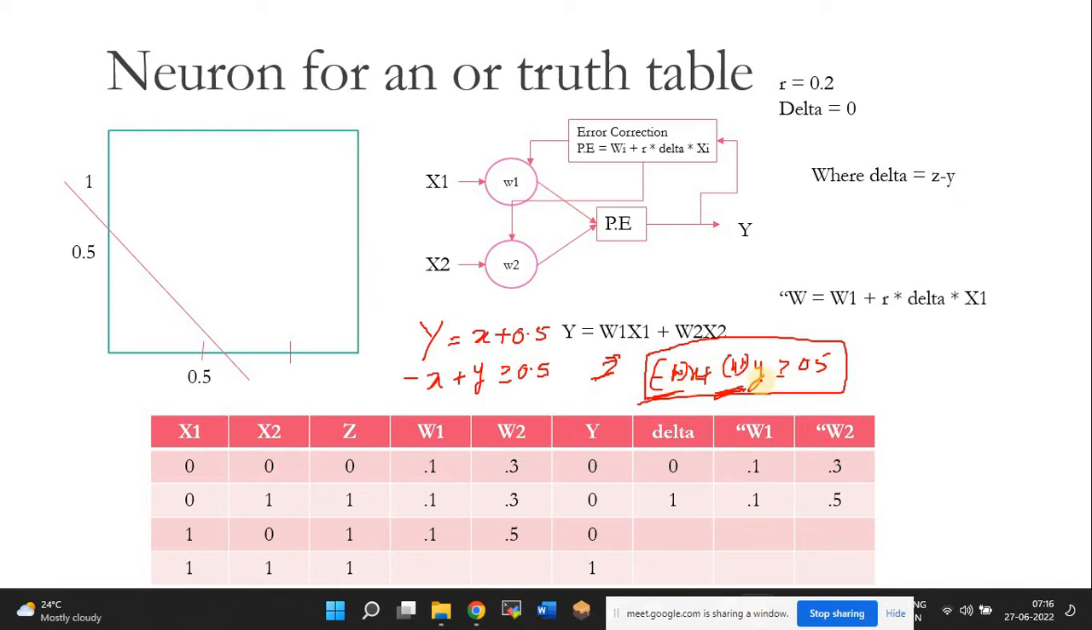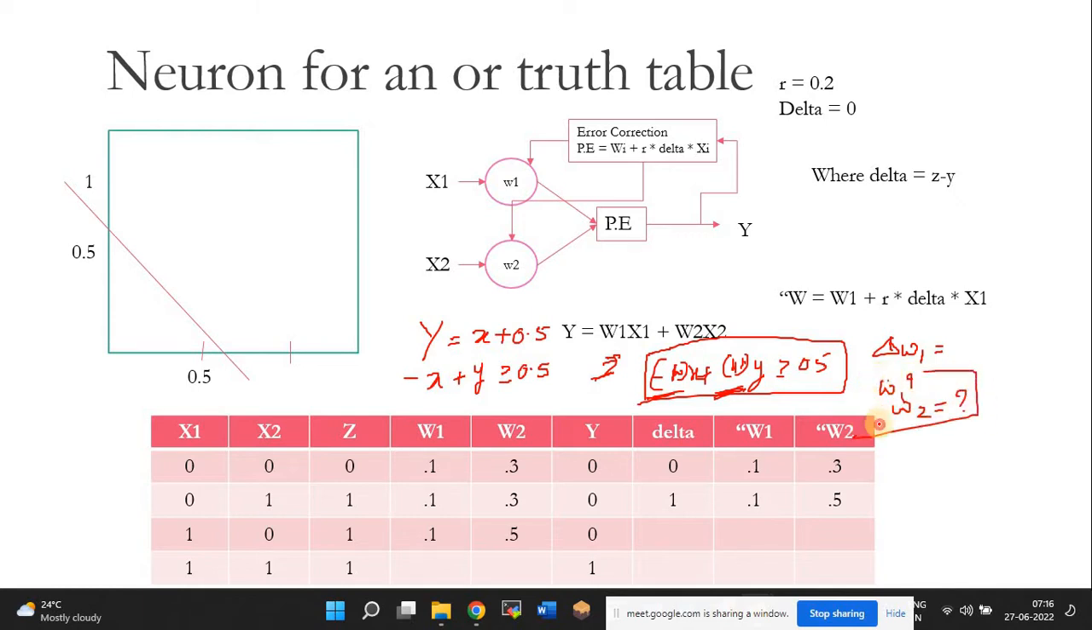What should be the w1 and w2 value if it goes through a neuron, and if it goes through some iterations, what should be the delta value that needs to be changed such that we get very near to the weights of this particular equation, such that it is true for all inputs? Now what should be that w1 and w2?